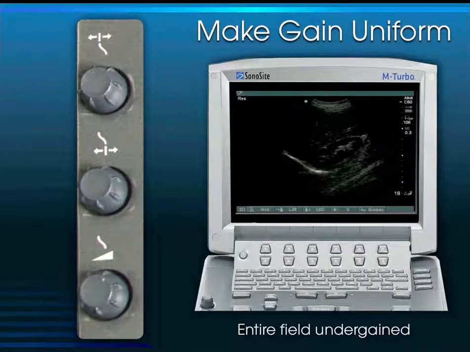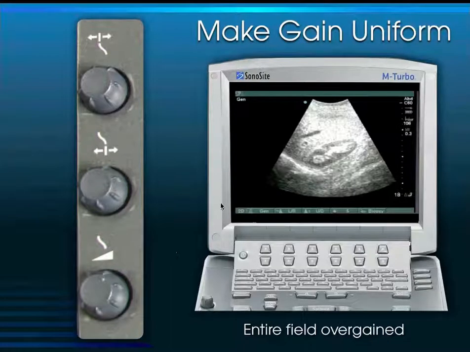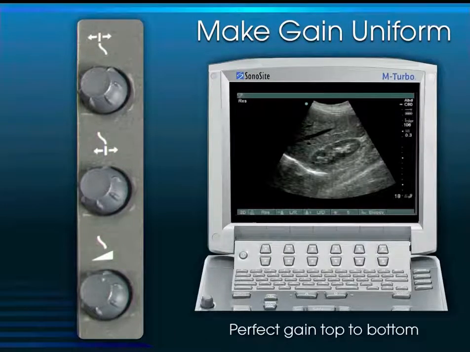And as I do so, well, now the whole screen is uniform, but the entire thing is uniformly undergained. So what I'm going to need to do is uniformly increase that amount of gain. And as I do, now I went a little too far. You see the whole field is overgained, and you're starting to lose information here where I'm looking for anechoic fluid in Morrison's pouch between the liver and the kidney. Well, now I've overgained it, so I can't tell if there's fluid there. So I'm going to go ahead and turn down my overall gain just so my gain is perfect. And now I've got uniform gain top to bottom.